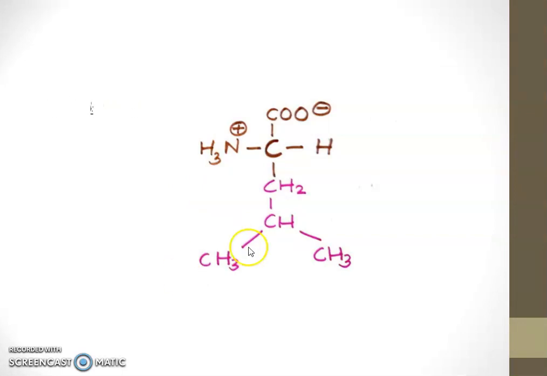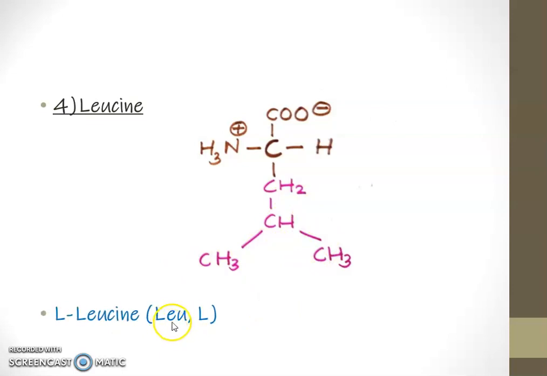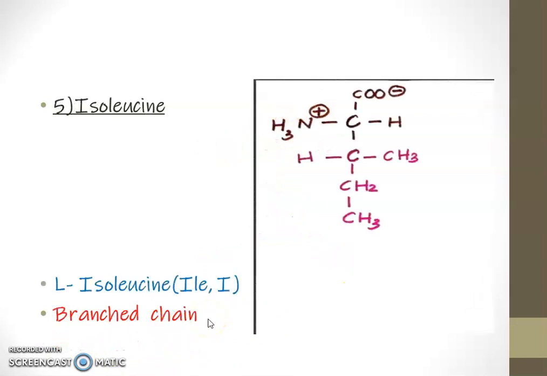The fourth one is leucine. It is also a branched chain R group. And here the three-letter abbreviation is LEU, whereas the one-letter symbol is L. Next one is isoleucine. Here it is ILE. Look, it doesn't coincide with the name's first three letters, ISO, but this one-letter symbol coincides with the first letter of the amino acid. Here the R group is branched chain.